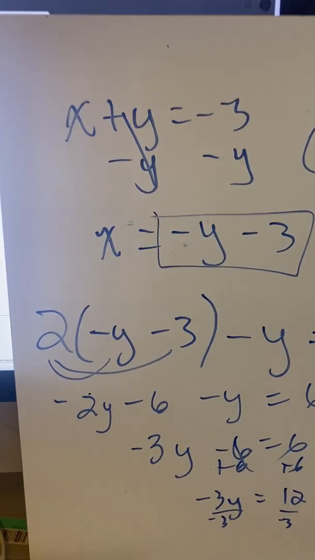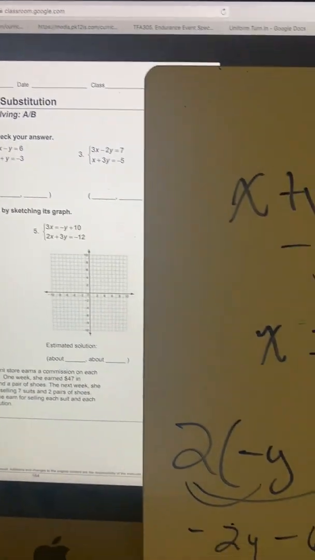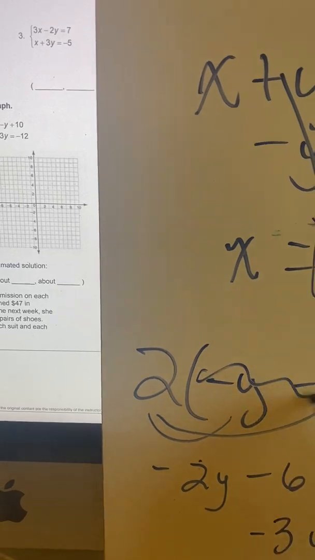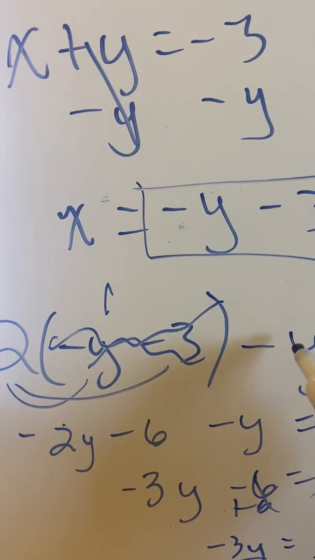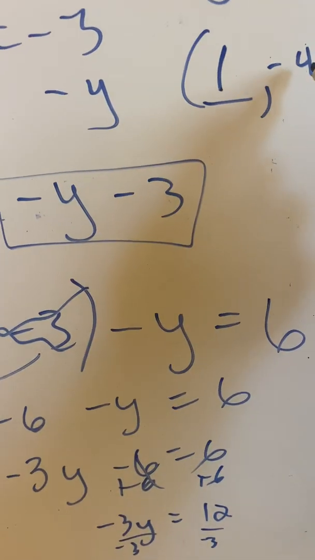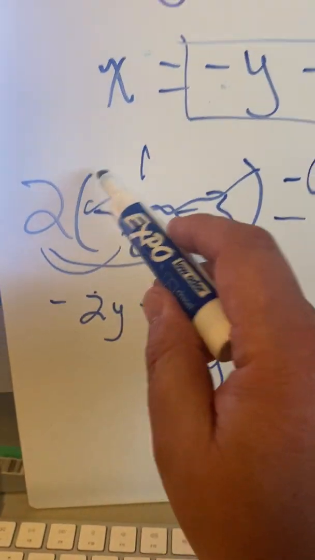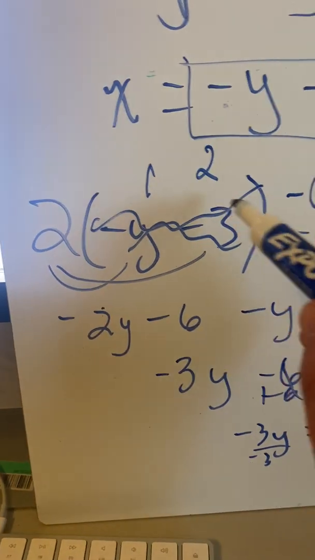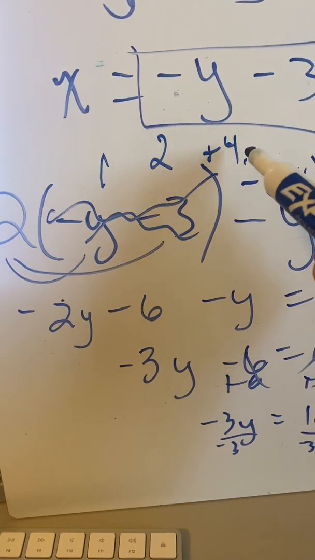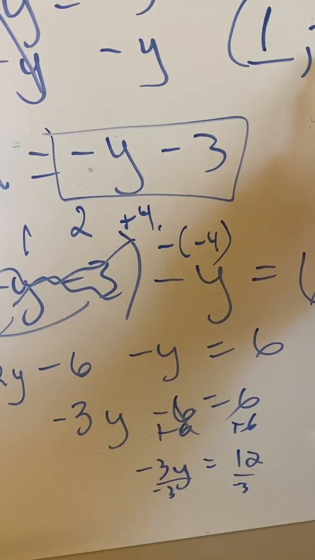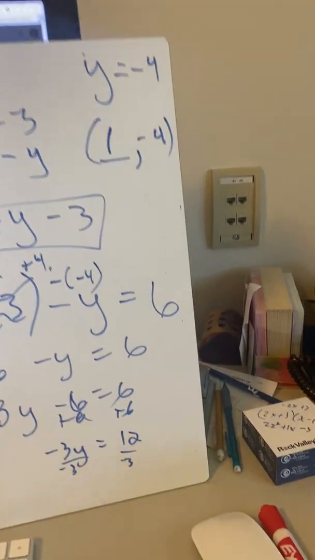Let's test. Let's go to our original problem of 2x minus y is equal to 6. I'm going to change the x into what it tells me, 1. I'm going to change the y, which is negative y, put a negative 4 in there. What's 2 times 1? 2. What's a negative negative 4? A positive 4. What's 2 plus 4? 6. Yay! It worked. So the ordered pair is 1, negative 4.